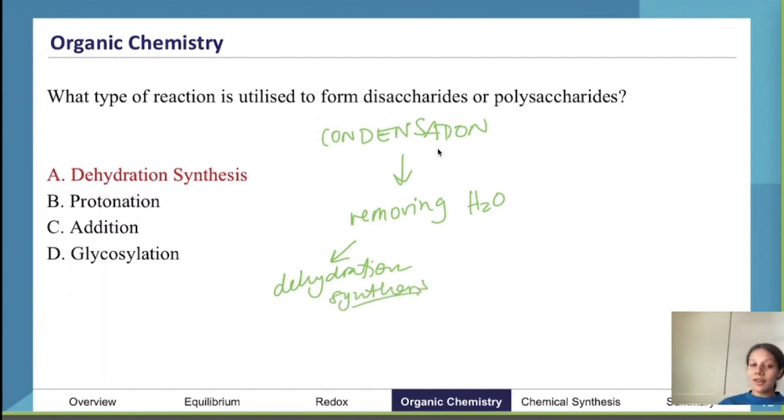So what we definitely do not have is hydration. The reverse reaction of breaking apart a disaccharide is a process of hydration, where we're going to be adding water back in to split it up into the monosaccharides.